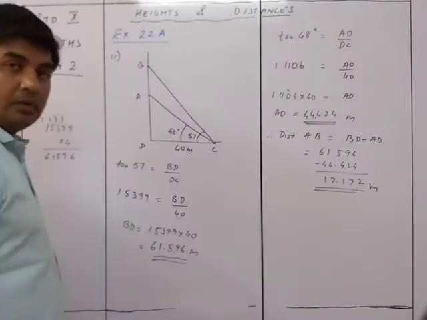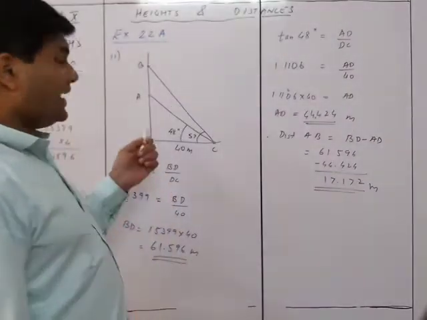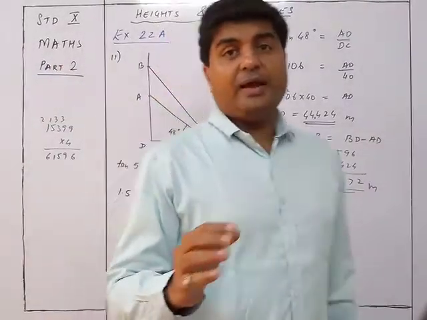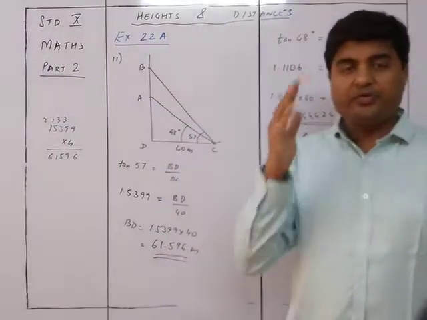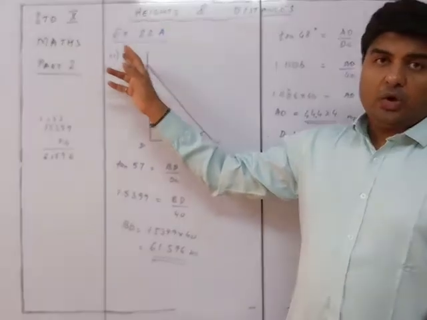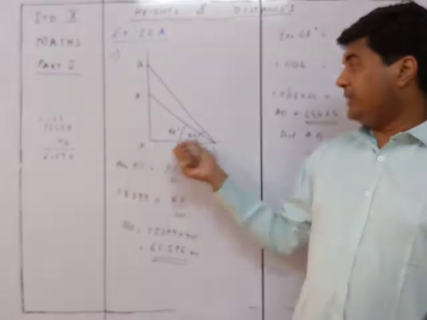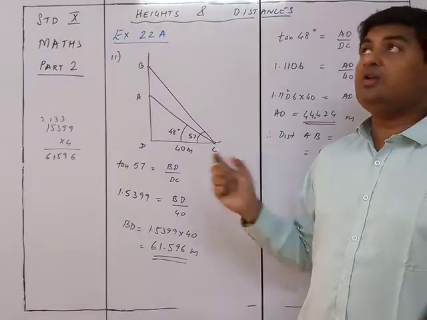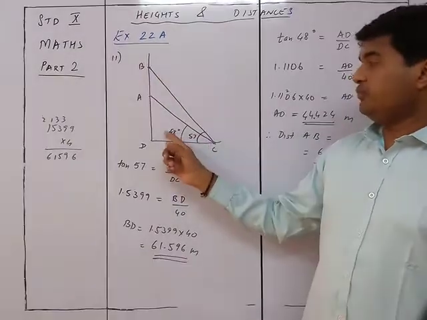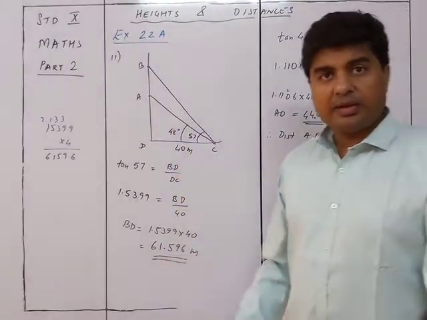Got it? Easy. As I told you, the main thing is visualizing that particular question and making a figure for the same. What do you visualize? A vertical cliff where two climbers were, A and B, and a man 40 meters from the cliff, viewing them, looking up, at angles of elevation 57 degrees and 48 degrees. Clear? Easy.